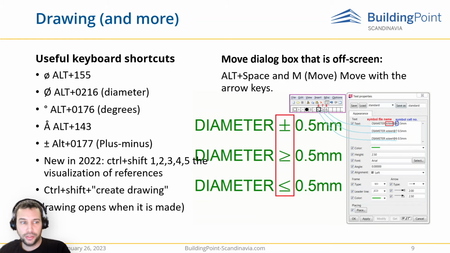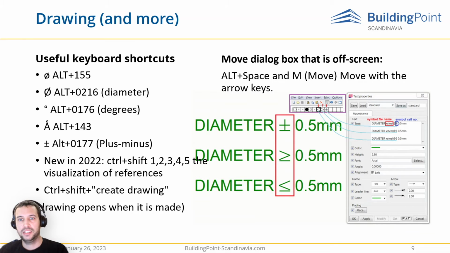In Tekla Structures 2022, you have gotten a new functionality. It's called Control Shift. This changes the visualization of reference objects in the same manner as Control and numbers, Shift and numbers does for part objects and component objects. Control Shift plus Create Drawing opens the drawing when it's created, so you don't have to go to your document manager and open it afterwards.